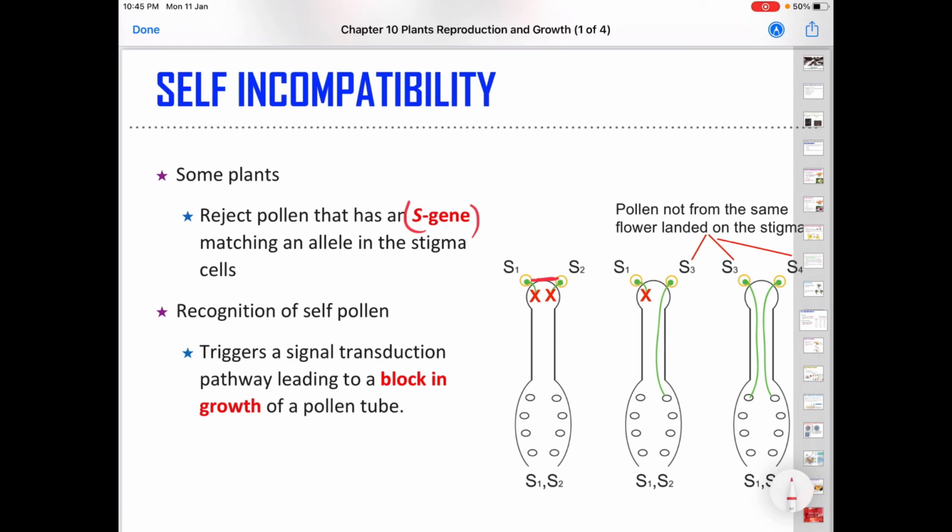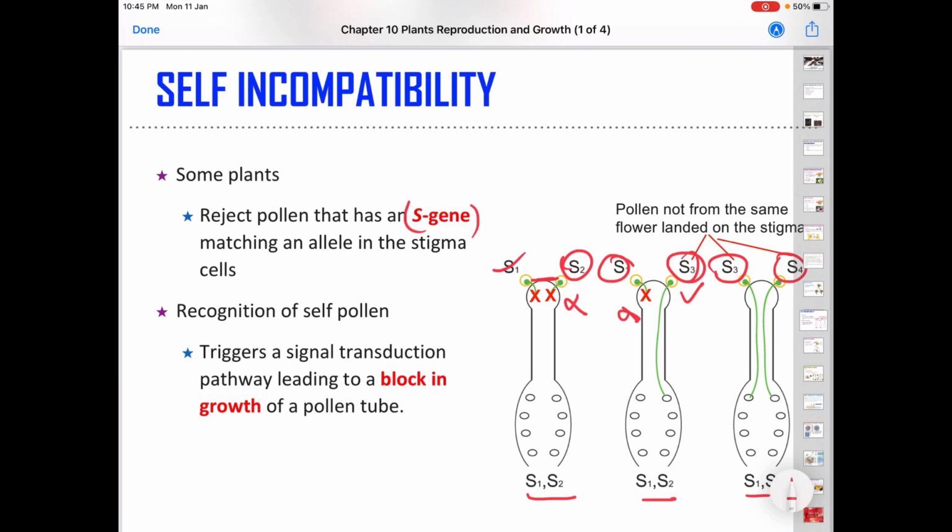If you can see here, we have 3 plants with S1 and S2. All the plants are S1 and S2. Now we go into the pollen type. We have S1, S2 here, so both are incompatible, rejected. And for S1, also rejected, but for S3, accepted. S3 and S4 here, both are accepted since they came from a different plant.